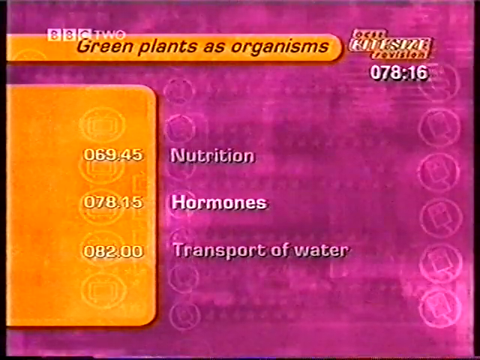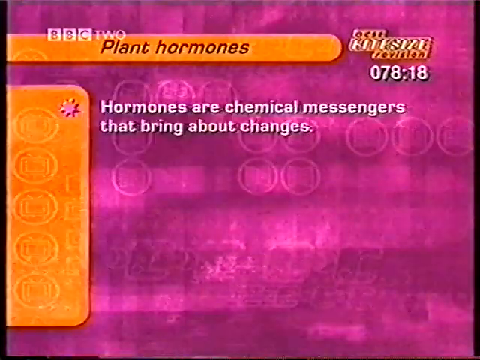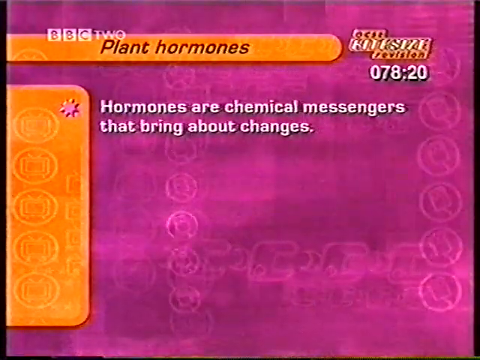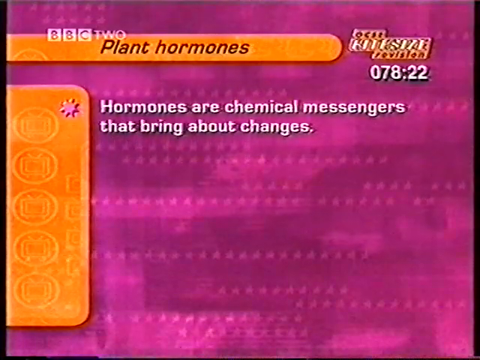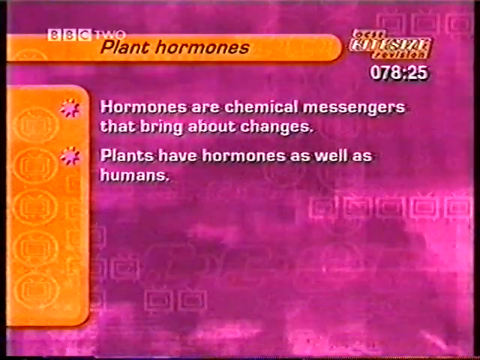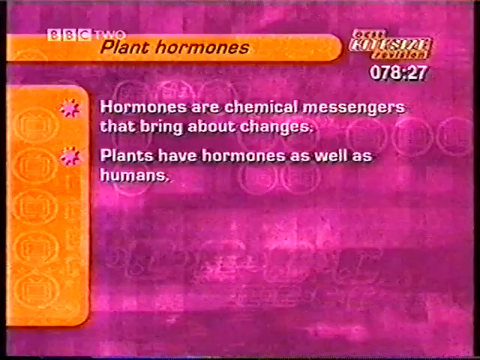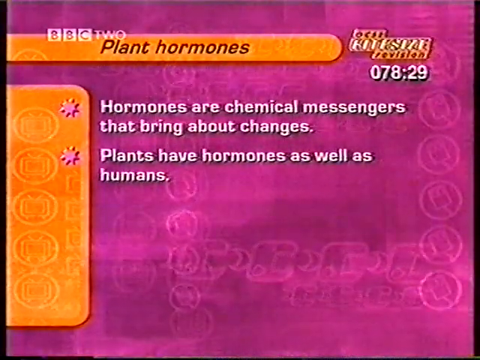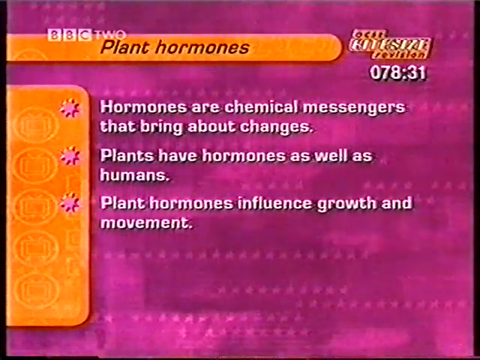This section is about plant hormones. Hormones are chemical messengers that bring about changes in a plant or animal. It's not just humans who have these chemical triggers in their bodies, plants have them too. In plants, hormones influence growth and movement.